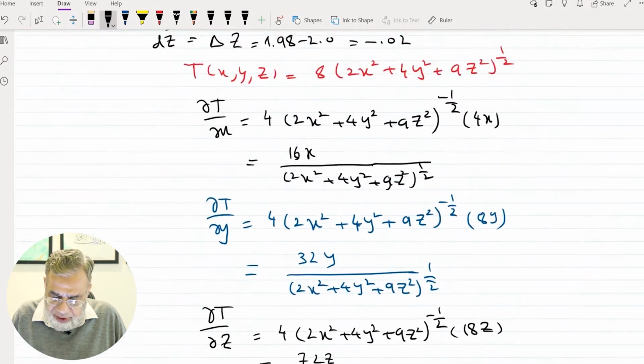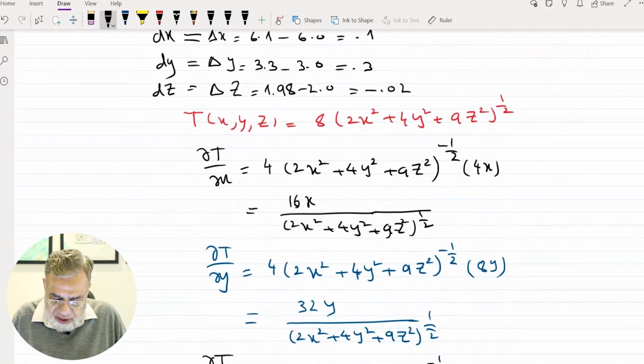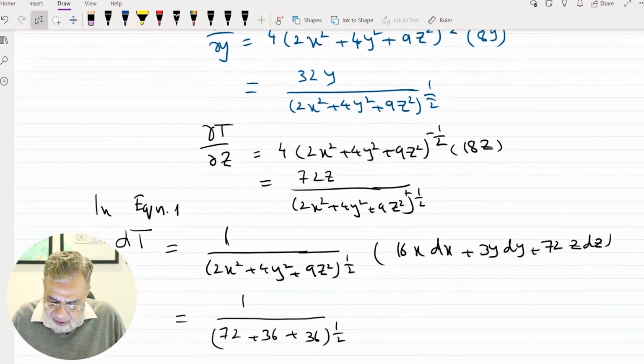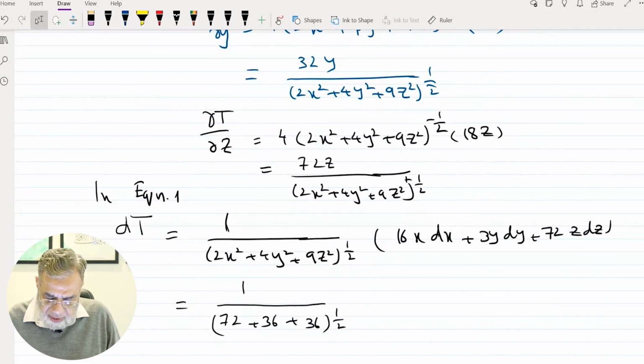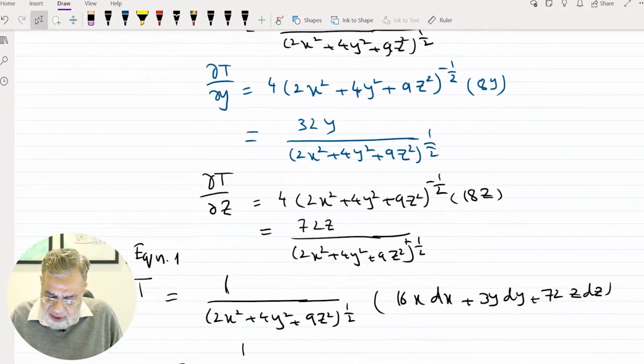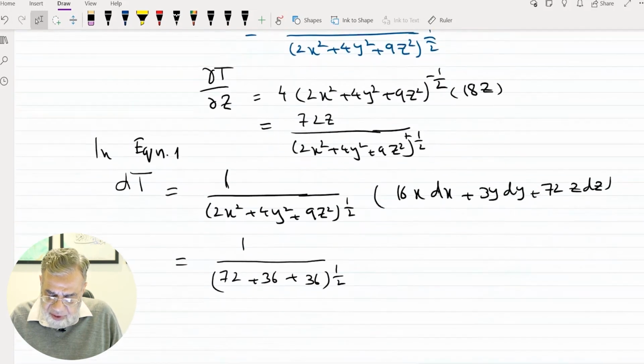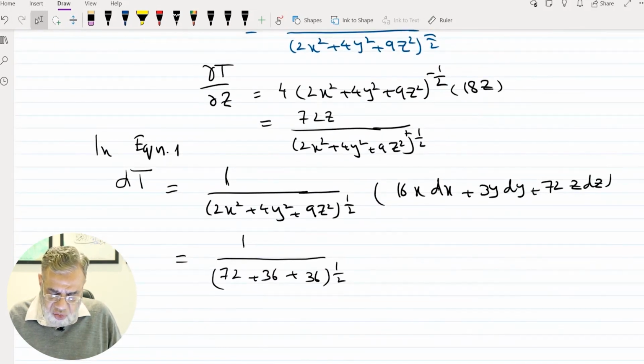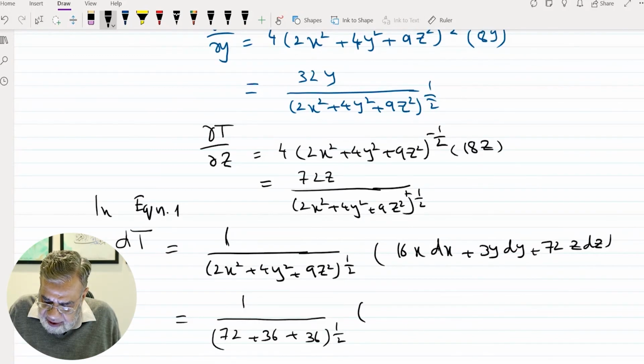So we have the value of x. The value of x is equal to 6, and 6 squared is 36 multiplied by 2 is 72. Value y is 3. 3 squared is 9. 9 multiplied by 4 is 36. Z is 2. 2 squared is 4, times 9 is 36. And then here we have x equal to 6. We get 96. Delta x is 0.1.